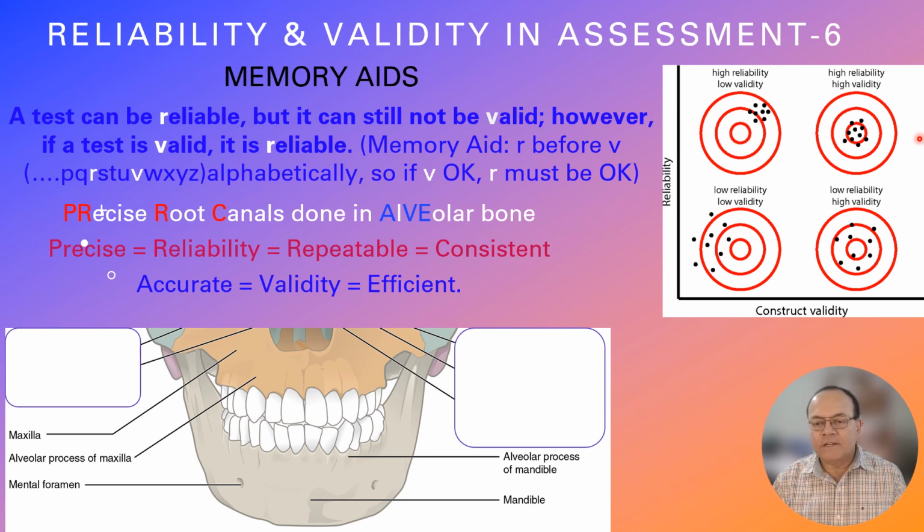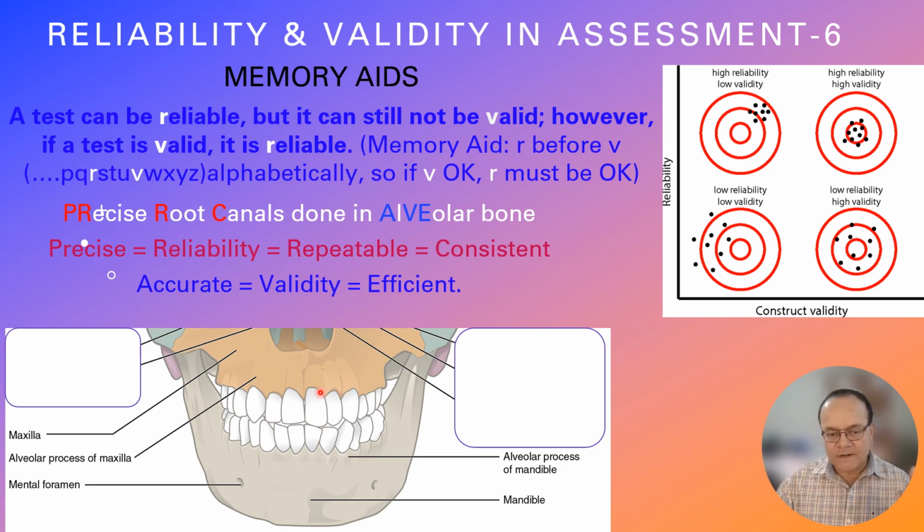This is high reliability, low validity because it's off center. Here it's highly reliable, highly valid because all are clumped around the center. This is low validity because it's being blown off. This too is low validity being blown off. This is high validity because these are all tending towards the center. So again, precise root canals done in alveolar bone: a mnemonic to remember reliability and validity. Reliability, precise, reliable, repeatable, consistent, and validity, accurate, valid, efficient.